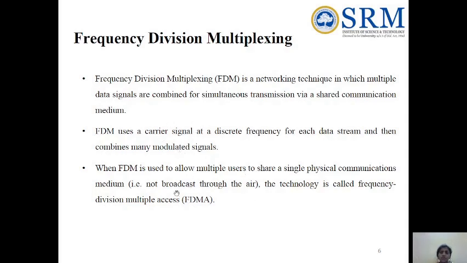When FDM is used to allow multiple users to share a single physical communication medium, that technique is called frequency division multiplexing, because you are providing multiple access to many users at the same time by dividing the frequency band.